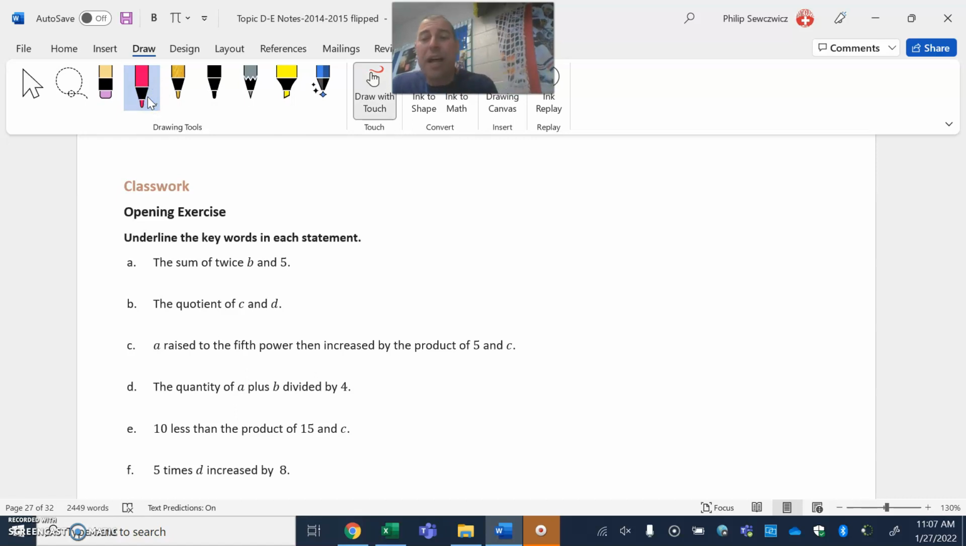Like in this first one, the sum. Sum meaning that we're going to add. And then twice b and 5. Remember that word and. So that and is going to separate what I'm adding. Twice b, so we're going to multiply it by 2, and with the 5. So 2b plus 5, that's it, people. We're done. Let's move on down.